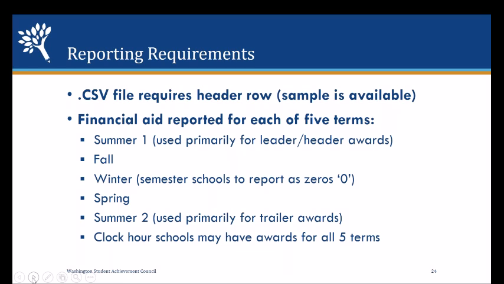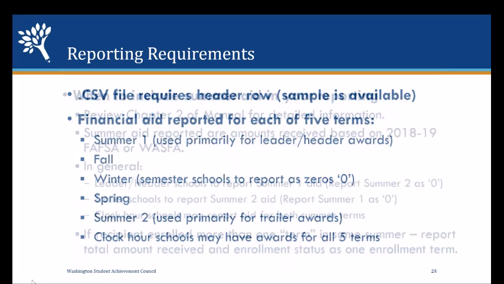However, there may be some unique circumstances under which a school will have both a lead and a trail. You need to contact us if this is what you're doing, because we have to do some exception work for that. So if you are a quarter or semester school and you do have a lead for some reason along with a trailer, be talking to us. Clock hour schools may have awards for all 5 terms, the nature of their program.